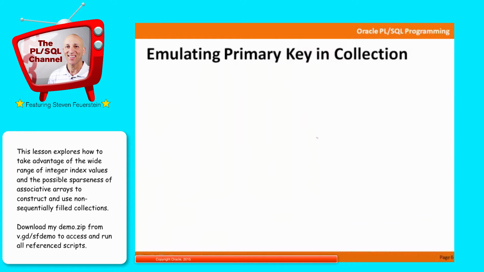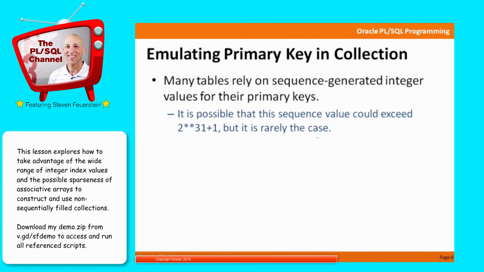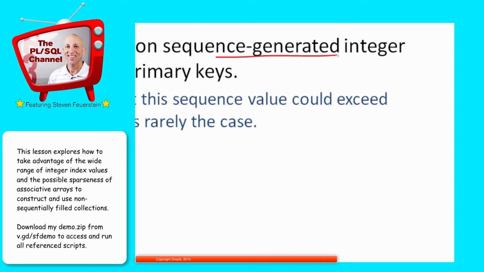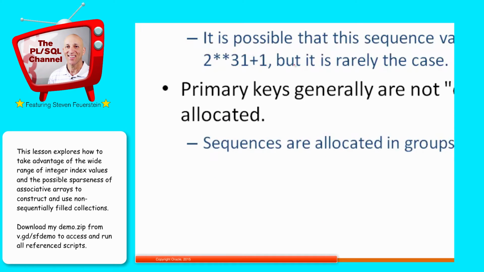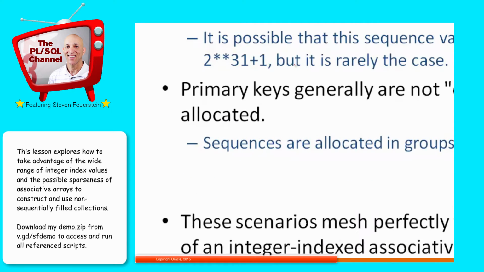What's the point of it? What good does it do me? So for those tables in which you have a sequence-generated integer value or any kind of integer primary key, and the value does not exceed 2 to the 31st minus 1, sorry, that should be minus 1, then you have the opportunity to emulate that primary key inside your collection. Let's take a look.